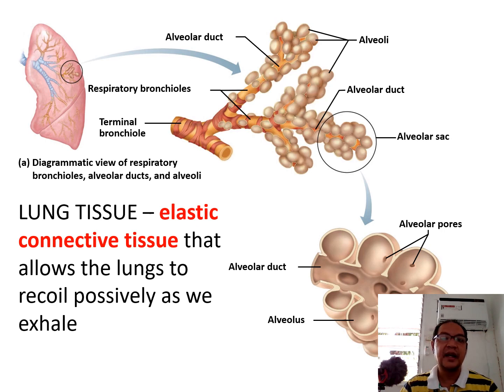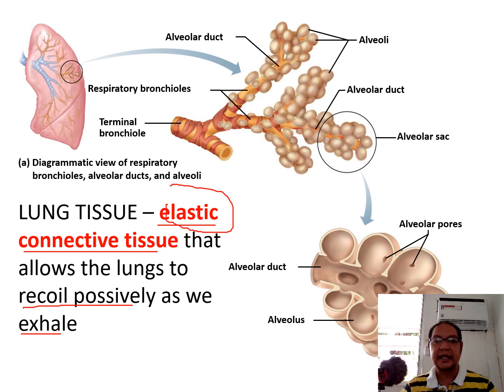So if you look at it, lung tissue is elastic. Elastic connective tissue allows the lungs to recoil passively as we exhale. That's why exhalation is a passive movement. You don't need effort when you exhale. Okay? So, because the lung is elastic.